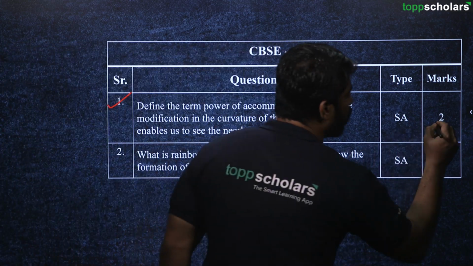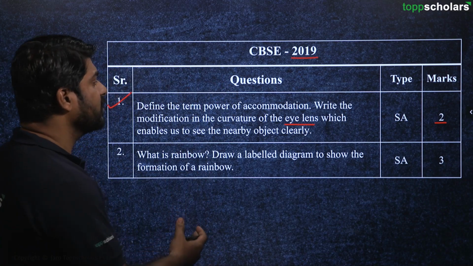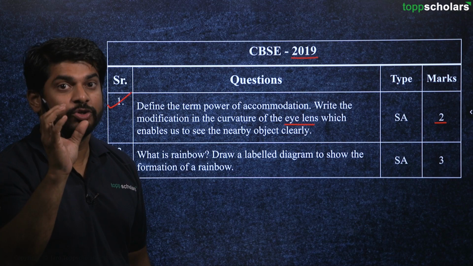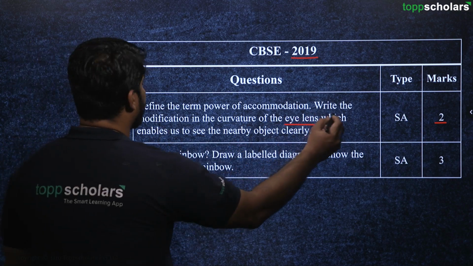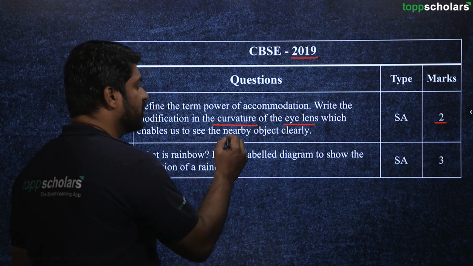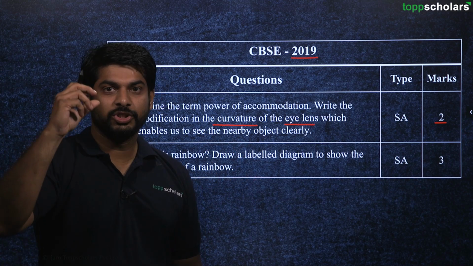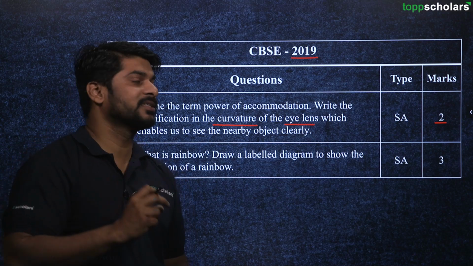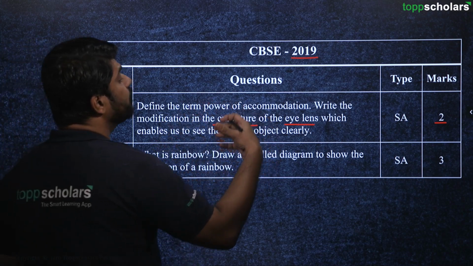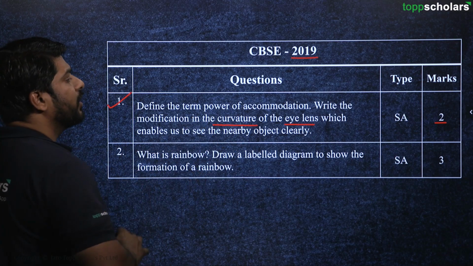Okay, so this is a short question and it was asked for 2 marks, and this is a very easy question. As you can see, it is related to eye lens, isn't it? It is related to the topic eyes, human eyes, isn't it? So here we have to write the modification in the curvature of the eye lens which enables us to see the nearby objects clearly. That means how the eye lens changes its shape, how it changes its thickness, okay, and how it accommodates to see the world around itself, see the objects nearby. Okay, so this is what we have to discuss over here.